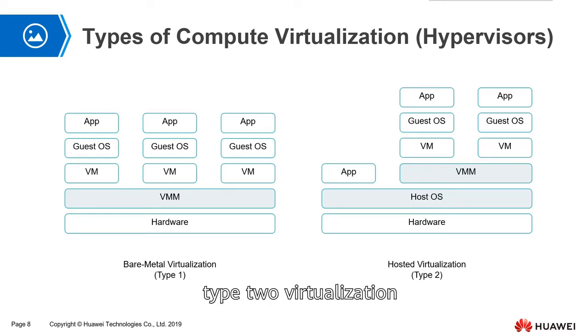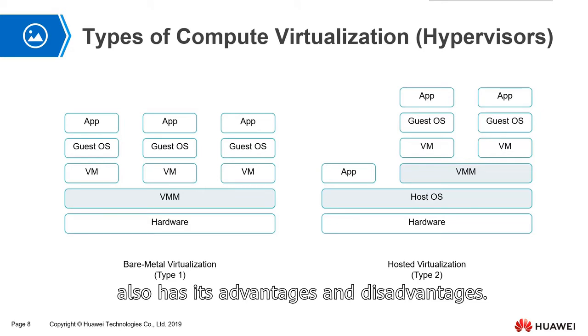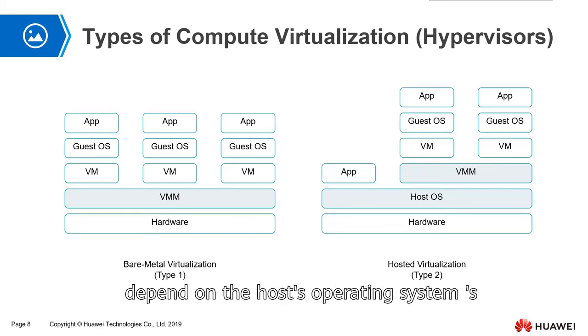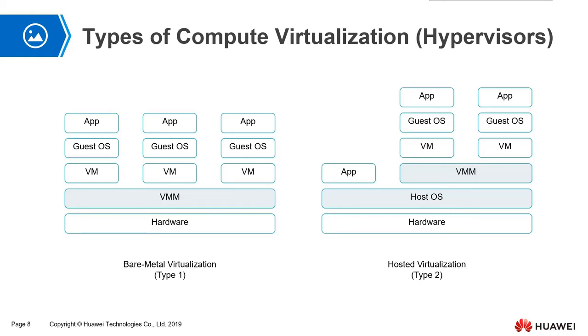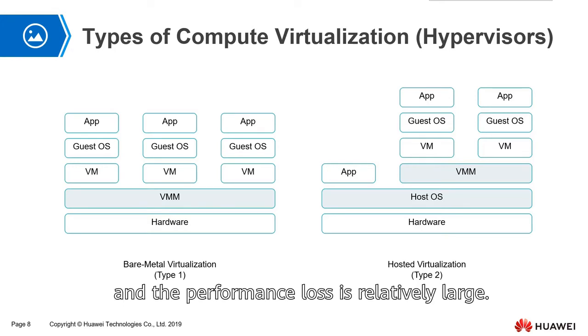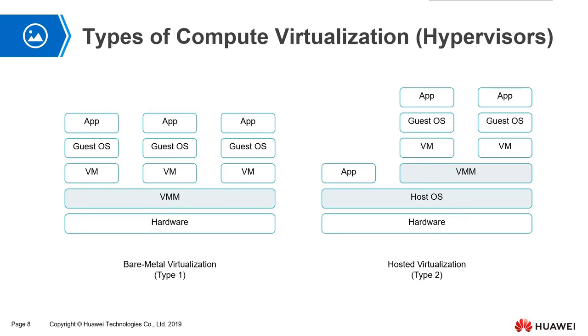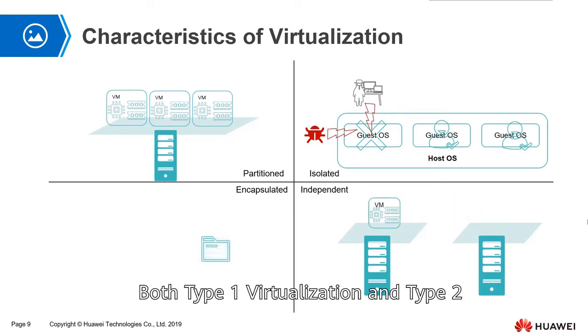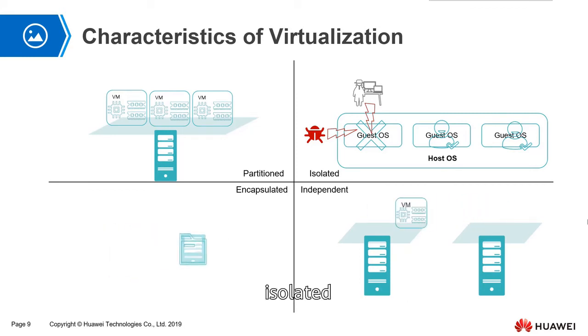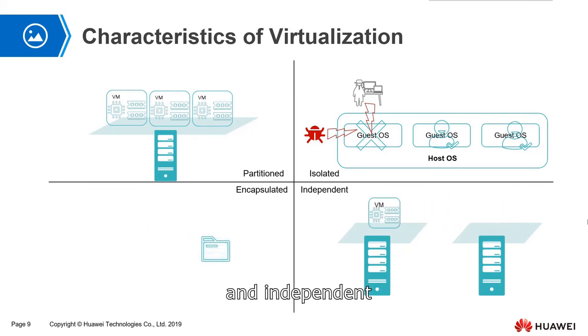Similarly, type 2 virtualization also has its advantages and disadvantages. The advantage is that it is simple and easy to implement. The disadvantage is that the installation and application depend on the host operating system's support for the device. The management overhead is relatively large and the performance loss is relatively large. Both type 1 virtualization and type 2 virtualization have 4 features. They are partitioned, isolated, encapsulated, and independent.